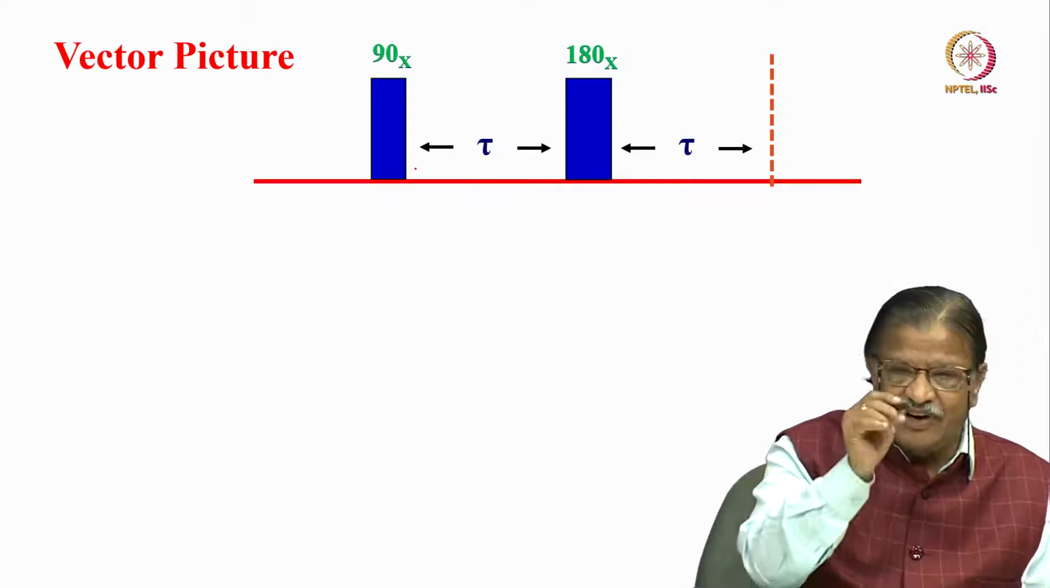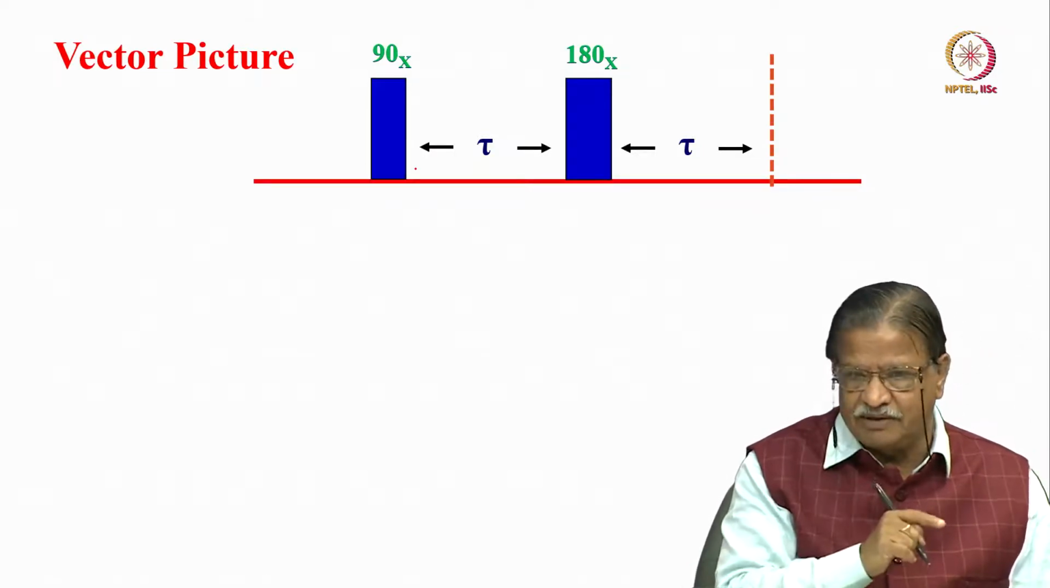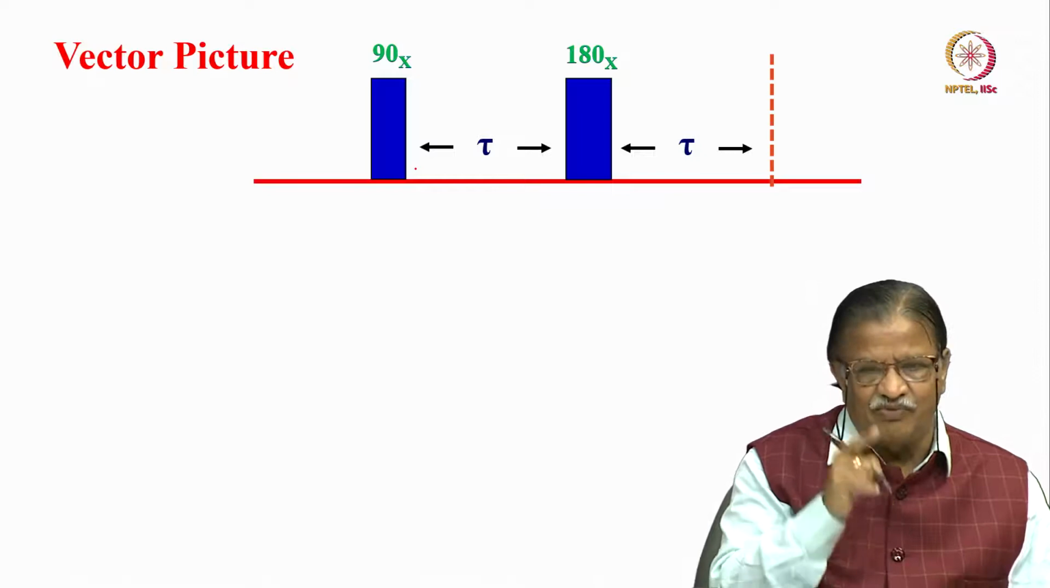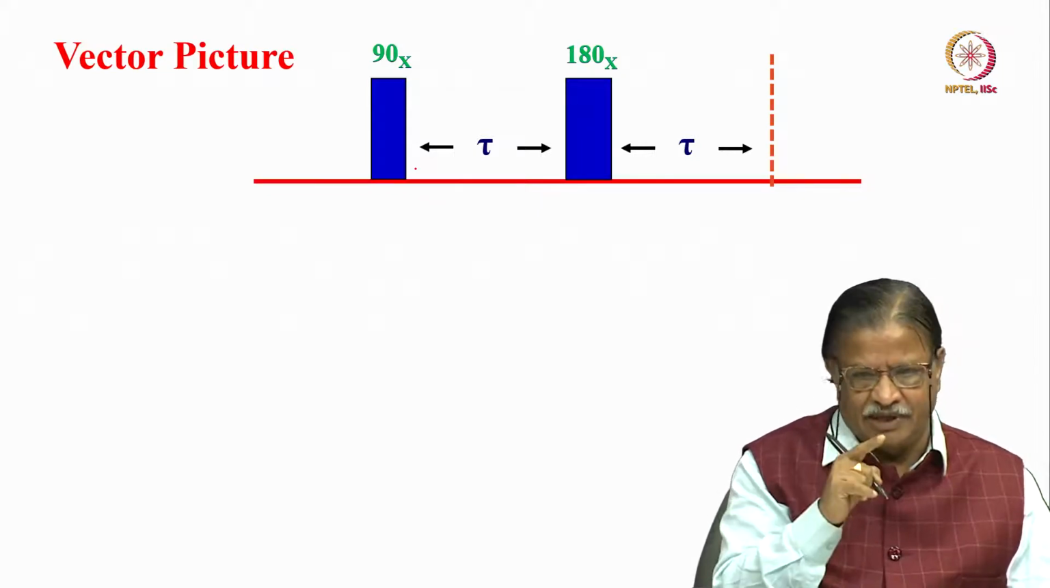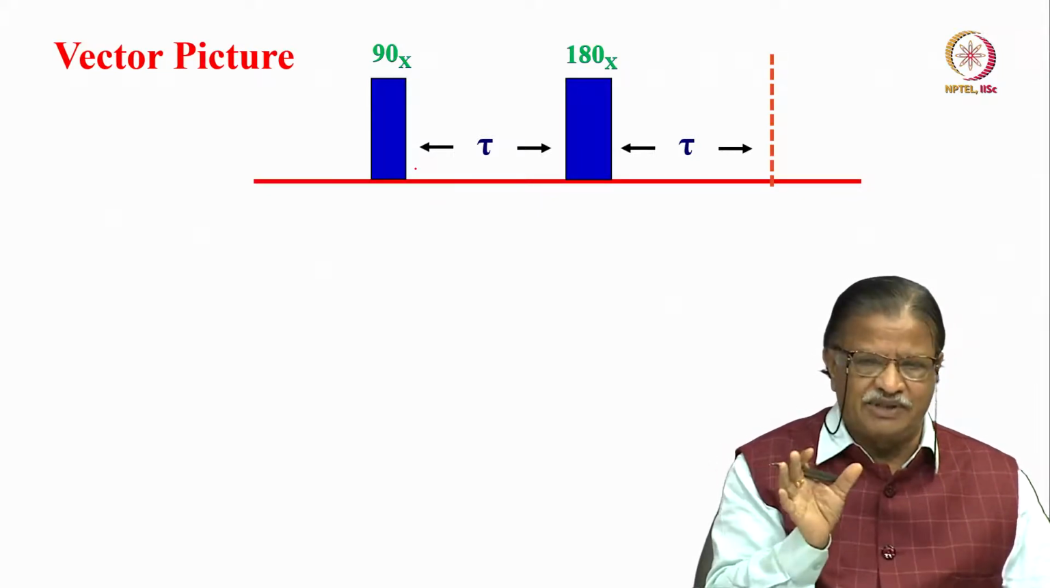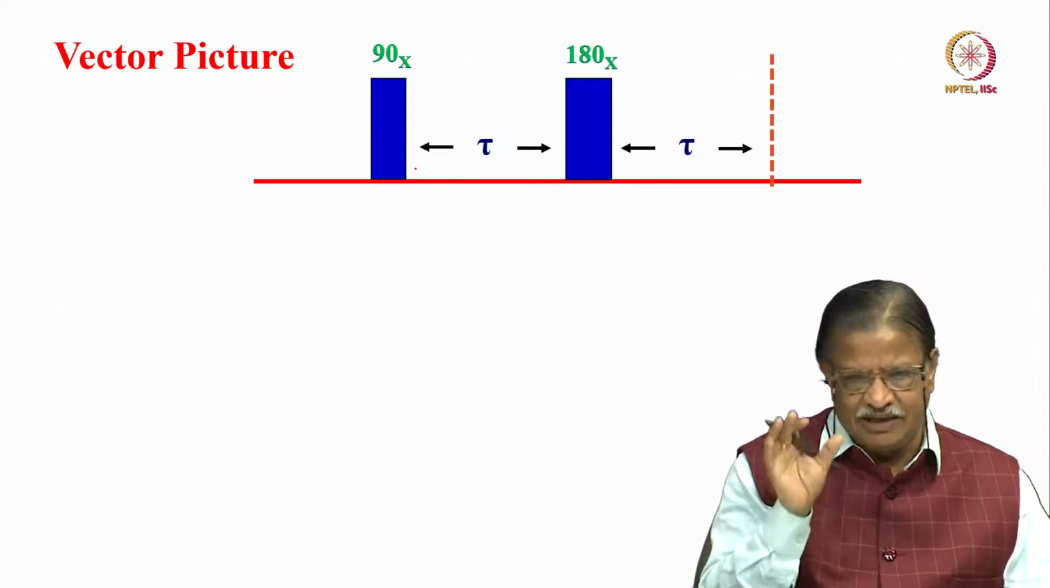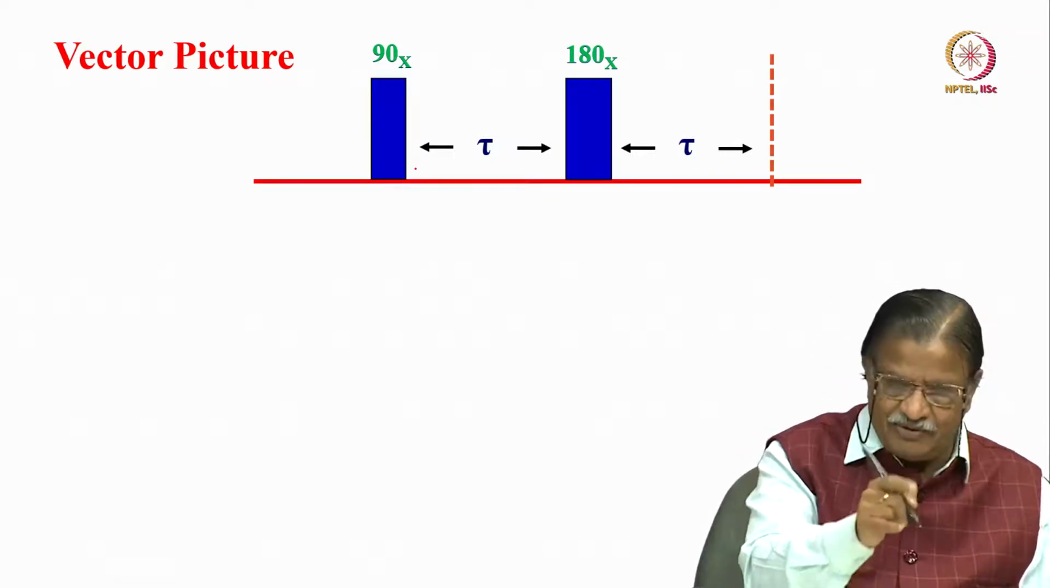We have worked out different sequences by product operators. Vectorially also we can understand to get a picture. But we can't do this for all pulse sequences, complicated sequences easily. It is a very complex thing. But just for this I will show you.